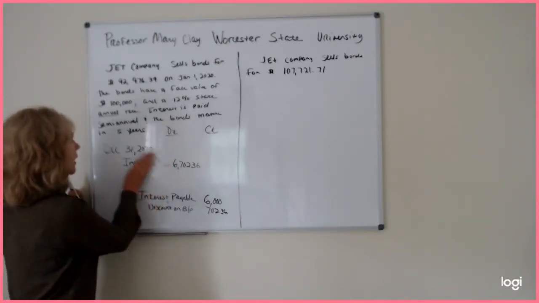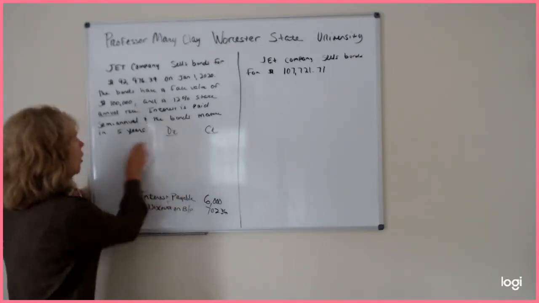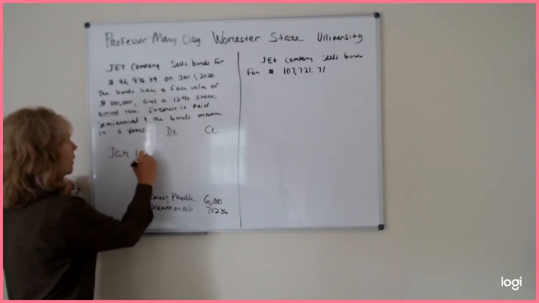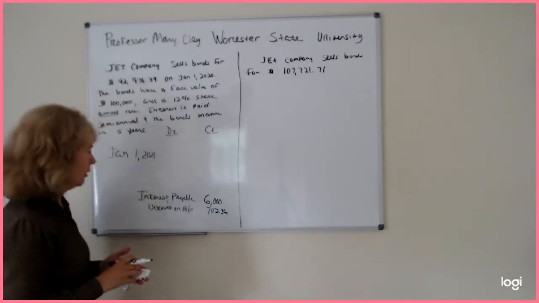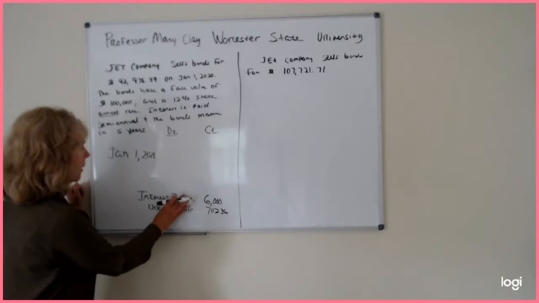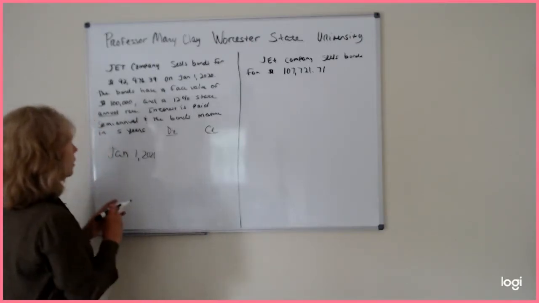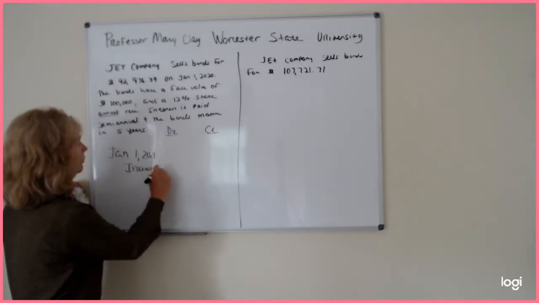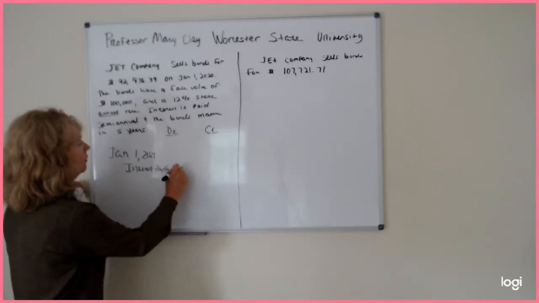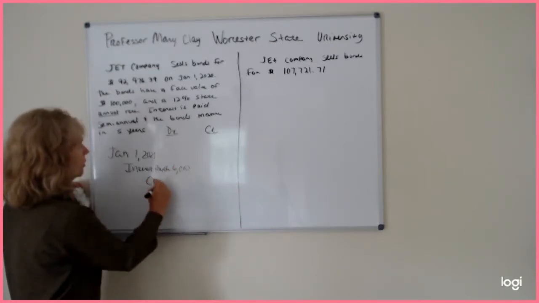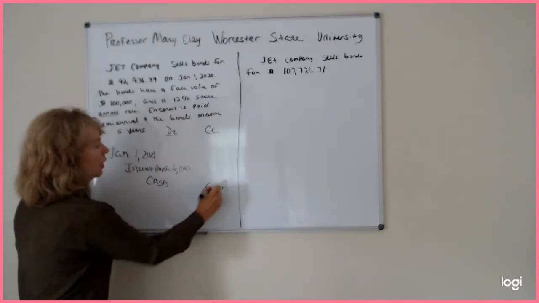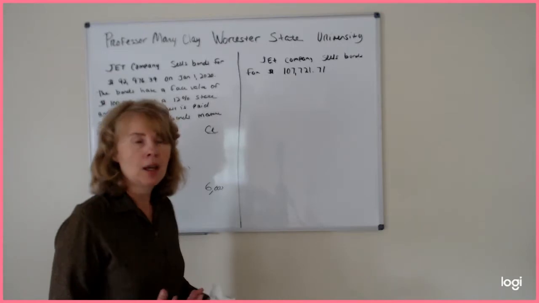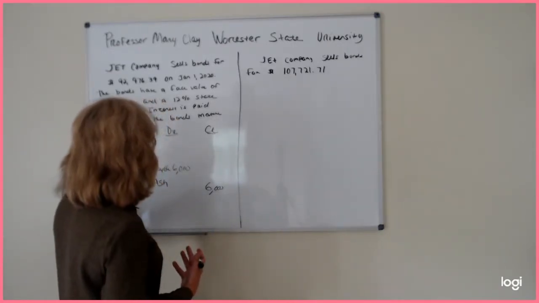Now let me erase. And what they say is they pay it off on January 1st, 2021. So they pay the interest. Well, here's your accrual, the interest payable. So you're going to debit interest payable at that time, $6,000, and you'll credit cash, $6,000. The only reason why this is different is because they didn't pay for it at that time. All right, so that's an example of a discount.